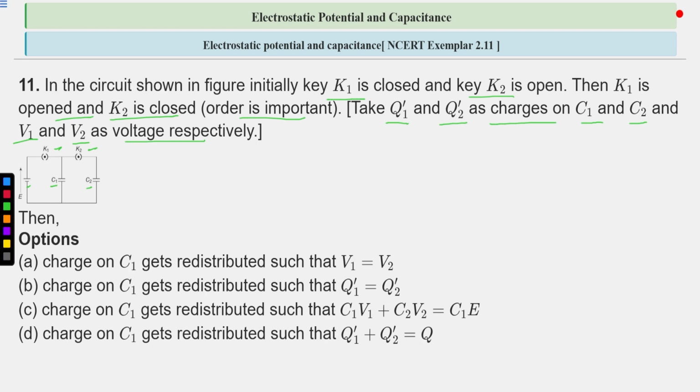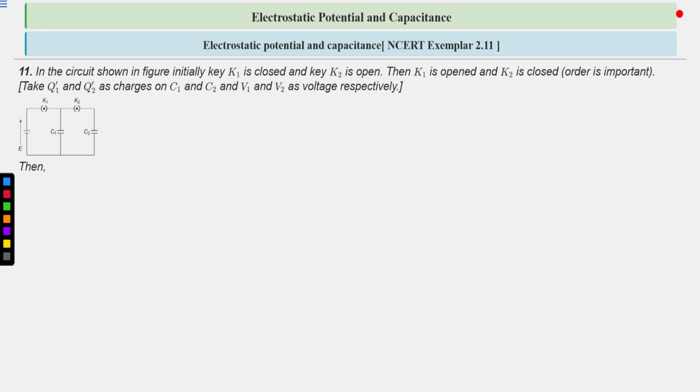These are the options. Charges on C1 get redistributed such that V1 equals V2. Charges on C1 get redistributed such that Q1' equals Q2'. Charges on C1 get redistributed such that C1V1 plus C2V2 equals C1E. And charges on C1 get redistributed such that Q1' plus Q2' equals Q. So I will give you some time to think about it. So the correct answer is A and D.